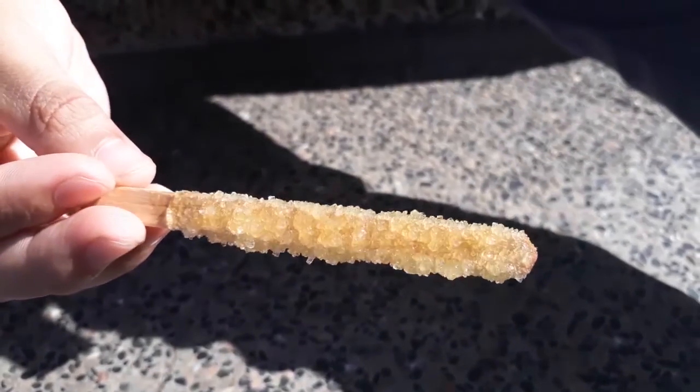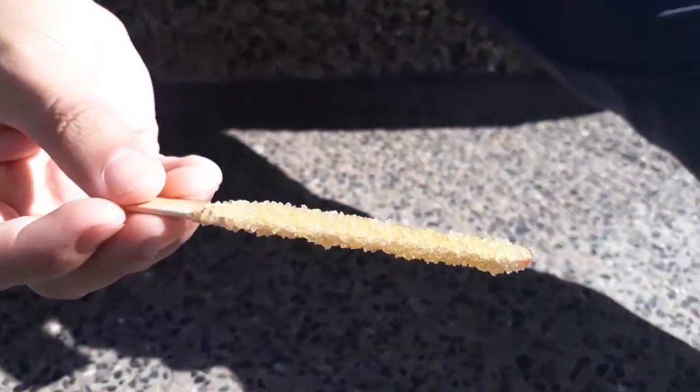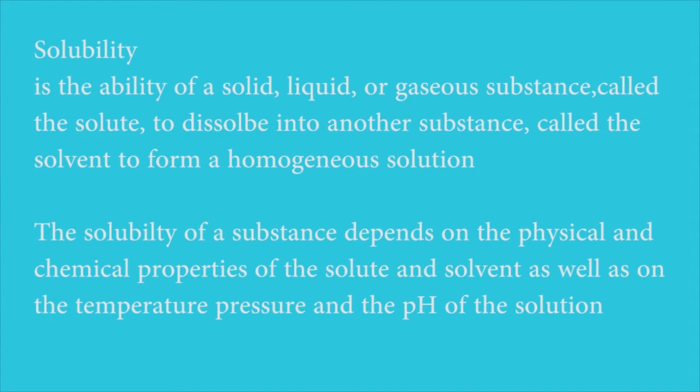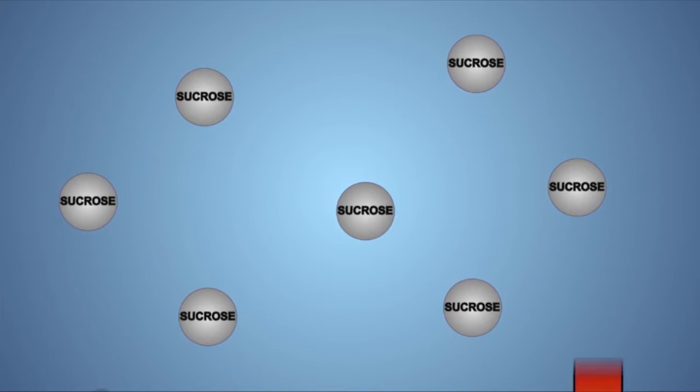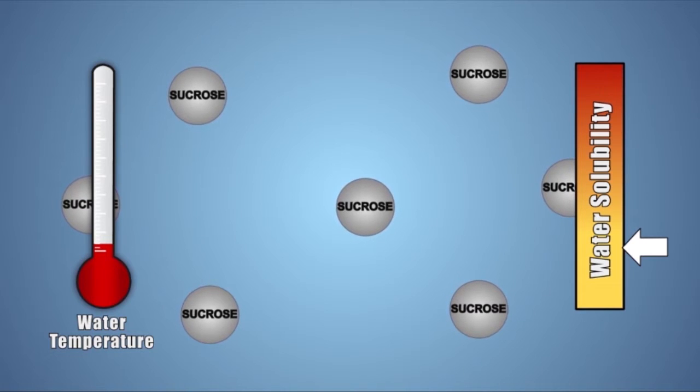Hi guys, Gio here. So now, I'm gonna explain our experiment in a more scientific way. So what is solubility? Solubility is the ability of a substance to combine with another substance and form a homogeneous solution. First, the mixture is at room temperature.